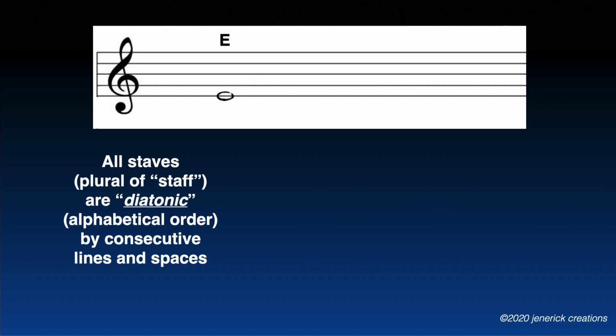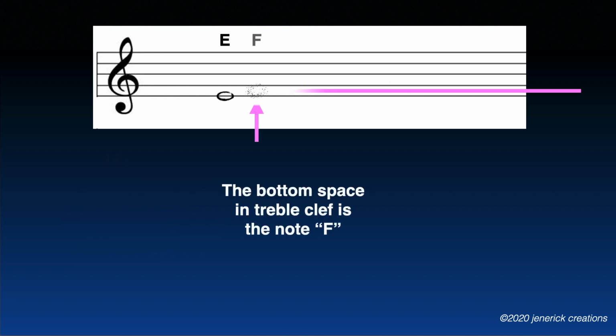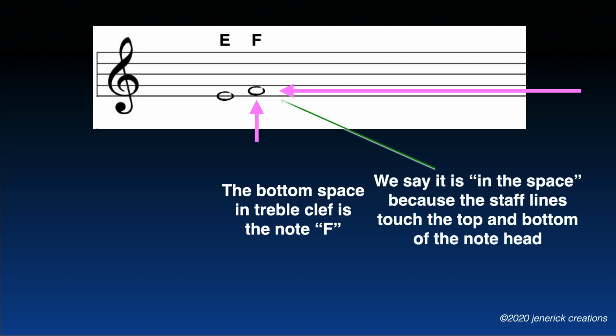All staves, plural of staff, are diatonic, alphabetical order. So all staves are diatonic by consecutive lines and spaces. What that means is, the E is on the line, the next space would be the next note in alphabetical order. The bottom space in treble clef is the note F. We say it is in the space because the staff lines touch the top and bottom of the note head.